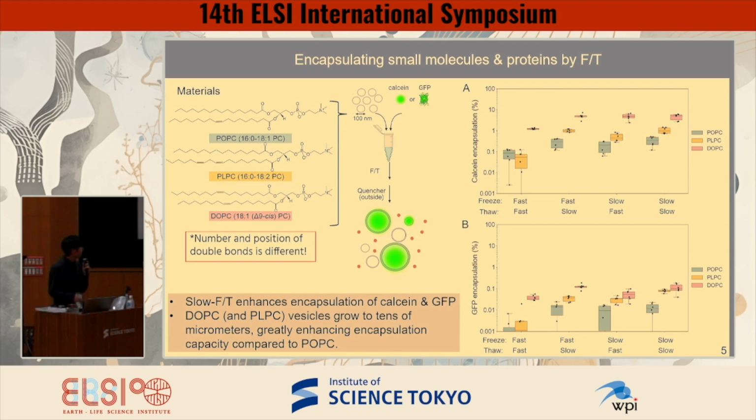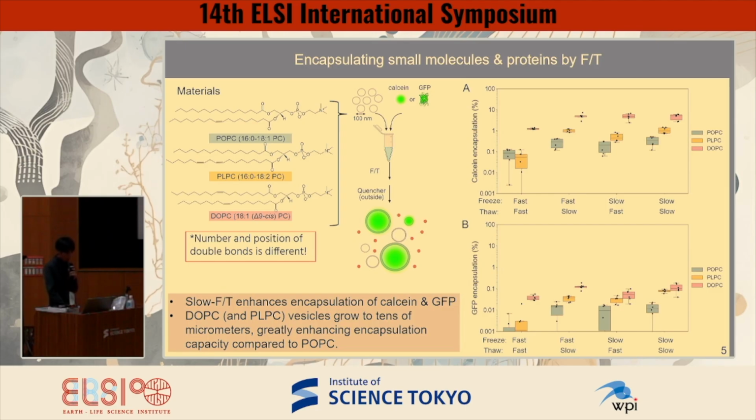So what we did is mix empty vesicles and calcein or GFP and perform freeze-thaw cycles. Here in the right panel shows the calcein encapsulation and GFP encapsulation, and the y-axis is on a log scale. We also tried to compare the freeze-thaw conditions. So what we did is compare fast freezing with fast thawing, fast freezing with slow thawing, and so on.